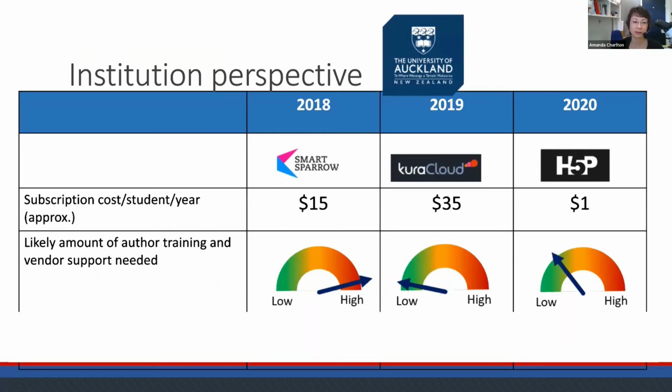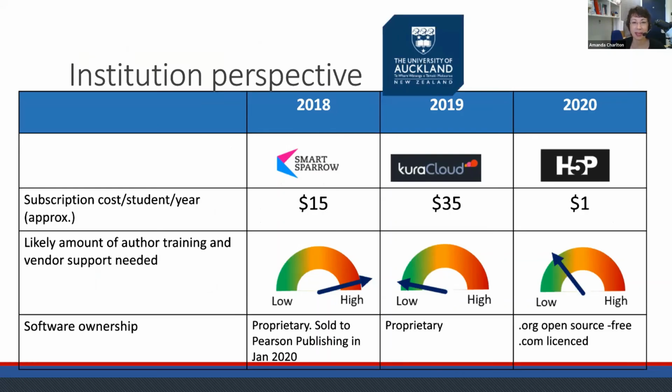How much vendor support and author training is needed? So Smart Sparrow, we'd need quite a lot of support. Kura Cloud, not so much. And H5P, probably a little bit more than Kura Cloud. And this is an interesting one, software ownership. So Smart Sparrow was sold to Pearson Publishing in January 2020. So my lesson has now disappeared. Kura Cloud is proprietary software, and H5P has 2 models. One's open source, which is free, and the .com is licensed, but it's also developed open source.